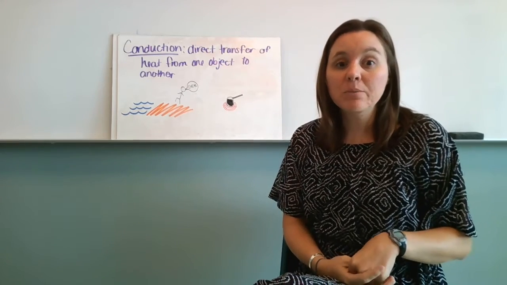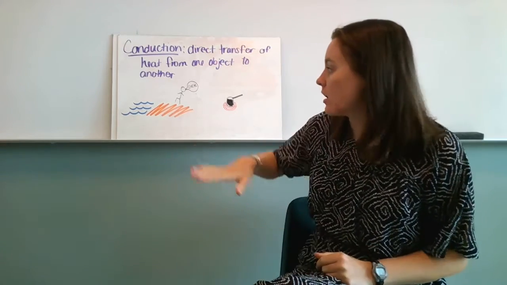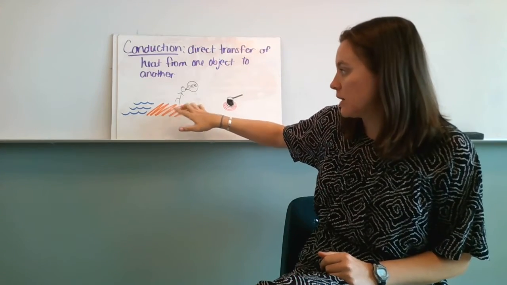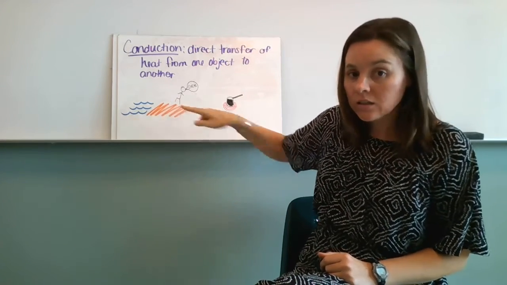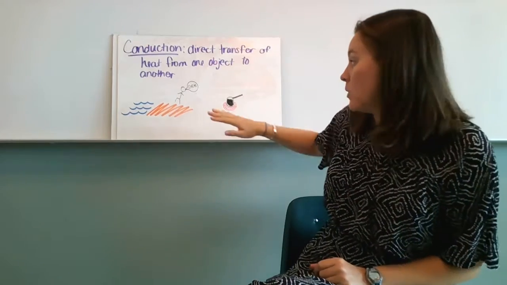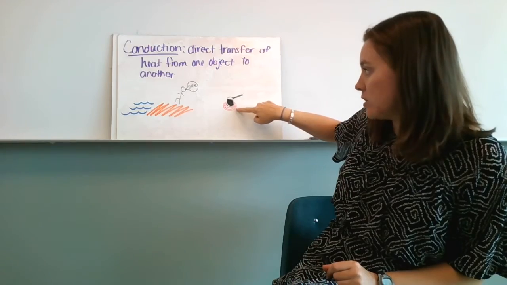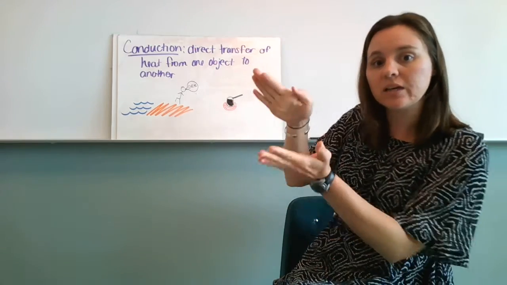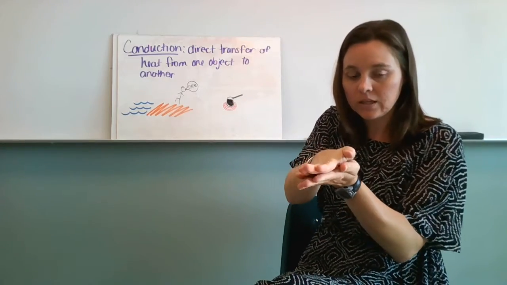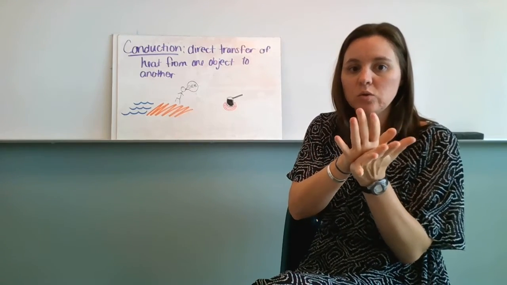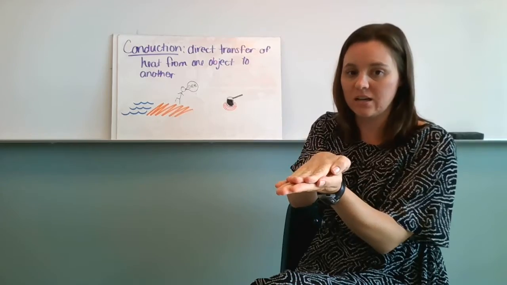Some good examples of conduction are hot sand on the beach. So the heat from the sand is directly transferred to your little feet and it hurts. Or a pot on the stove. So the heat from the eye on the stove is directly transferred to the pot because they are touching. So in conduction, the really important thing is that the two objects have to be touching.